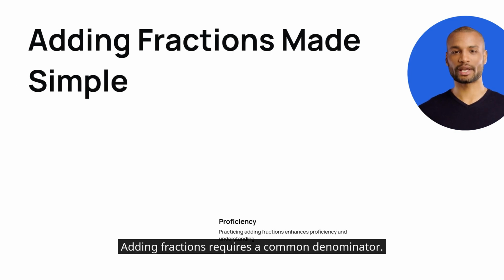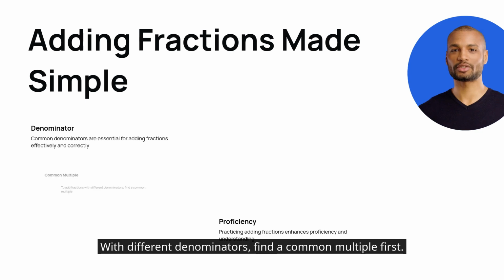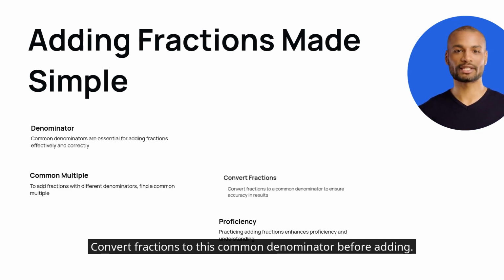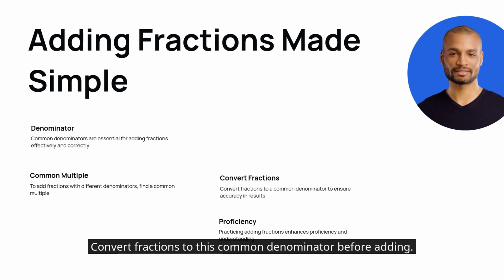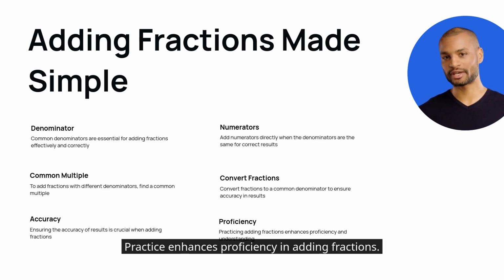Adding fractions requires a common denominator. When denominators are the same, add numerators directly. With different denominators, find a common multiple first. Convert fractions to this common denominator before adding. This ensures accuracy in results. Practice enhances proficiency in adding fractions.